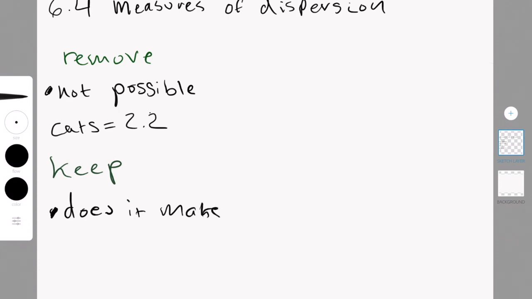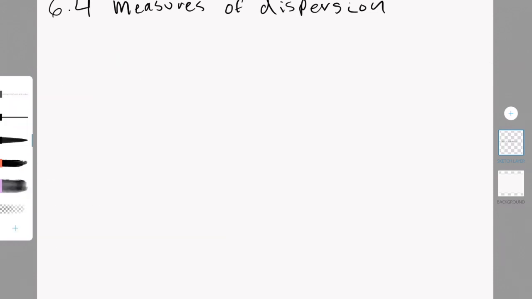And to keep it would be, if it makes sense, you should keep it, because otherwise you are messing with your data. You are making biased data. It's not representing what you actually got.